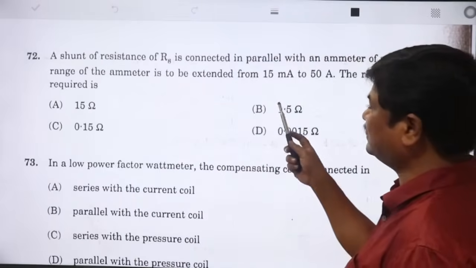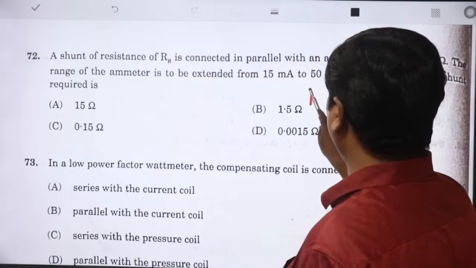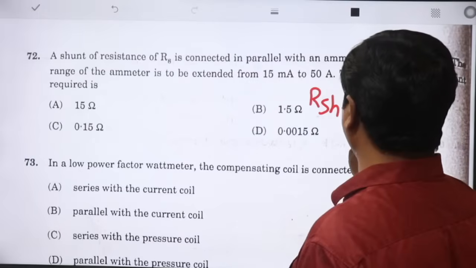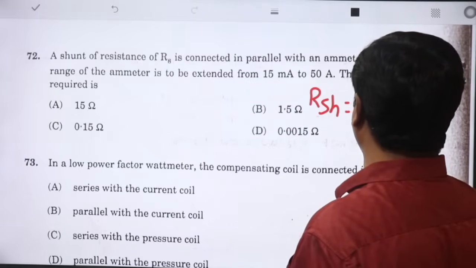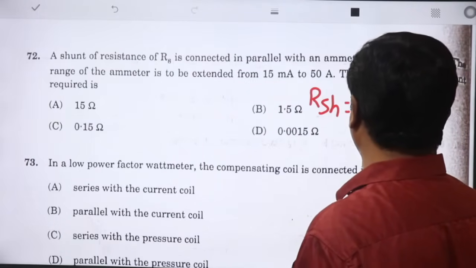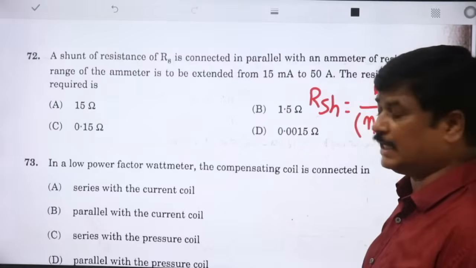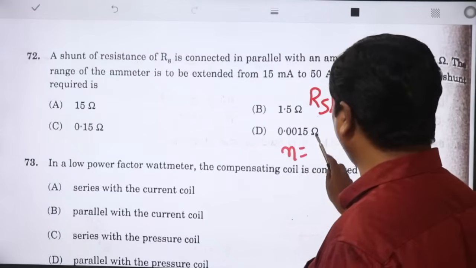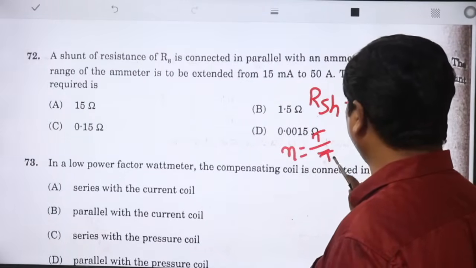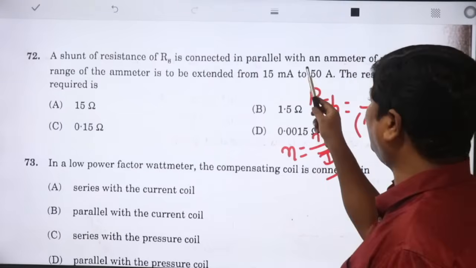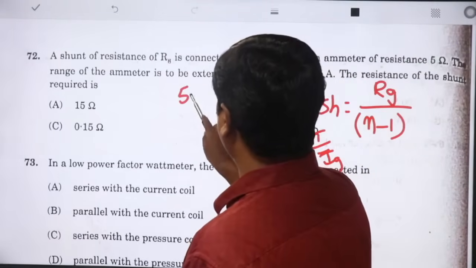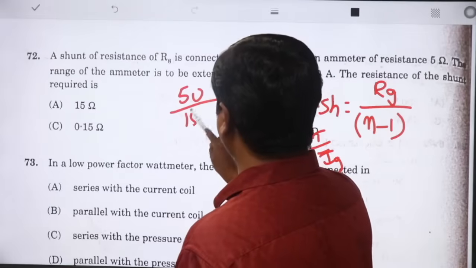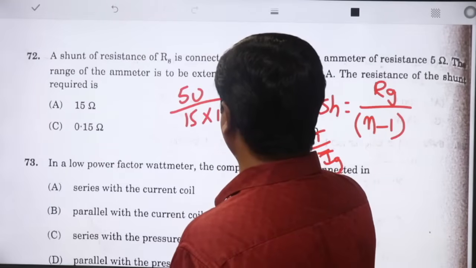What is the formula for this one? We want to calibrate the shunt resistance. Shunt resistance is equal to galvanometer resistance divided by N minus 1. What is N, sir? N is nothing but I by IZ. What is the I value? 50 amperes. What is the IZ value? 50 milliamperes, 50 into 10 power of minus 3.